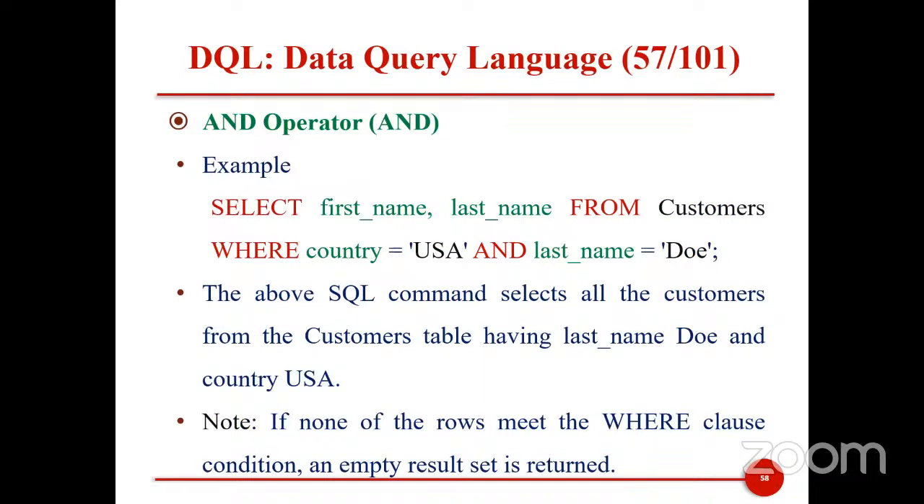And is where you make sure that the two conditions you put there should both be true. For example, I want to select the first name and last name from the table called customers, where the country is USA and the last name is Do, which means that all the people whose country is USA and whose last name is Do will be presented. That's when you can use the and.